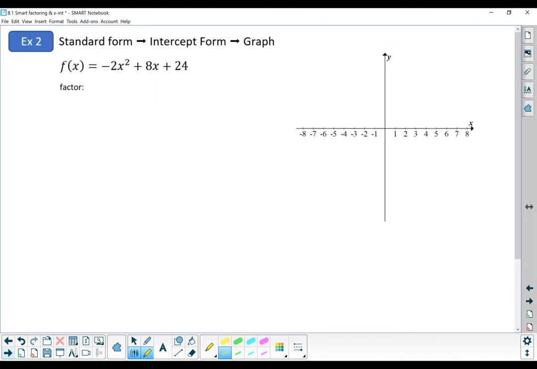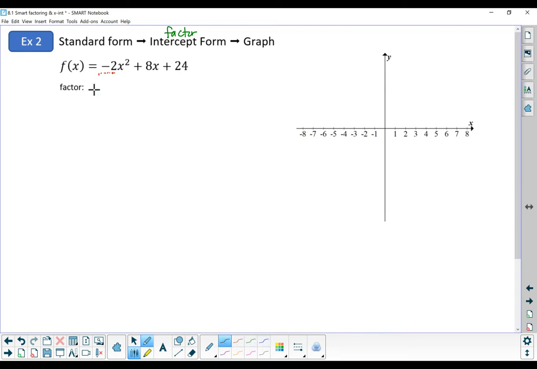So we're going to do an example here where we're given the standard form. We're going to factor it to put it into intercept form, and then we're going to sketch a rough graph of the function. This is a little bit of a tricky one to factor. Anytime you see a number that is in front of the x squared, you want to think about whether it might possibly be a common factor. In this case, that -2 is a common factor.